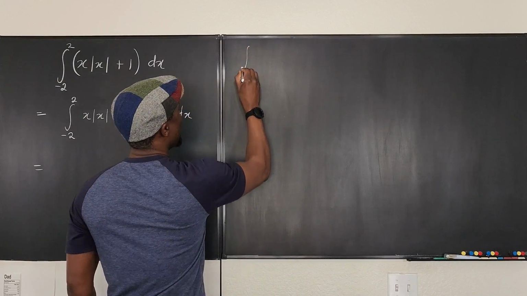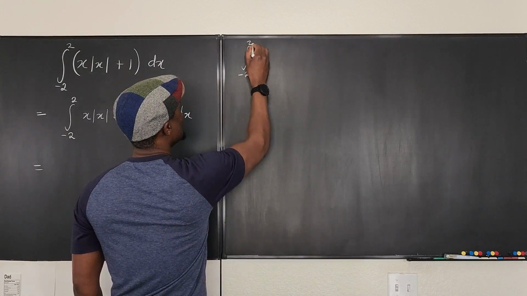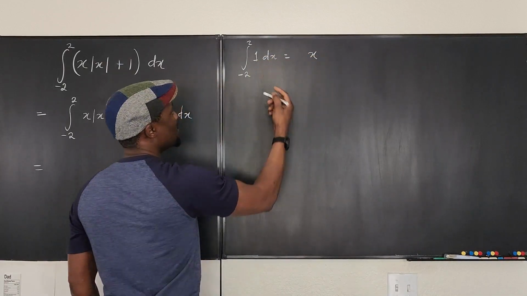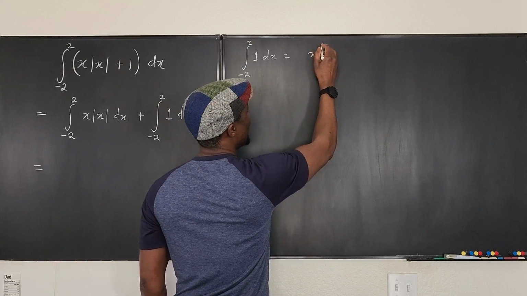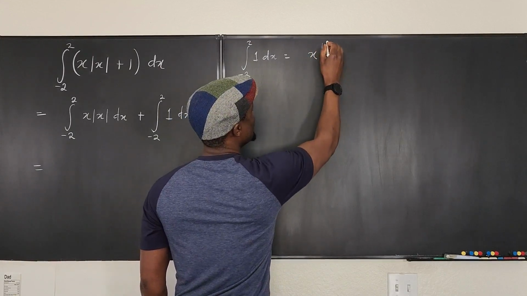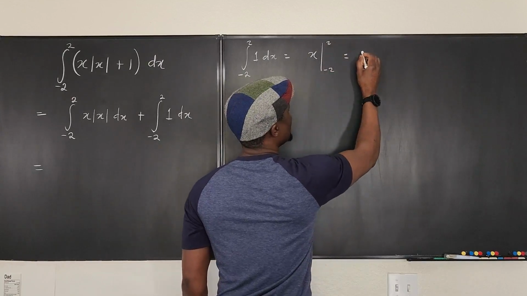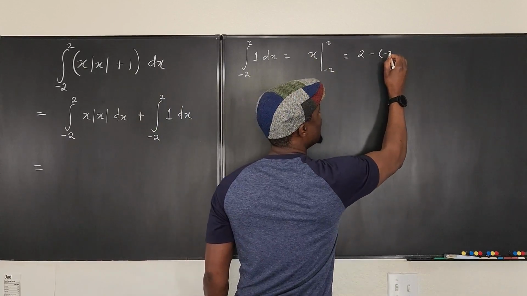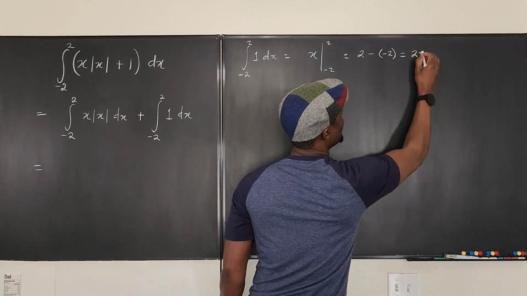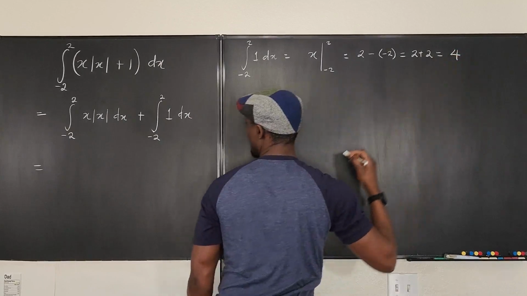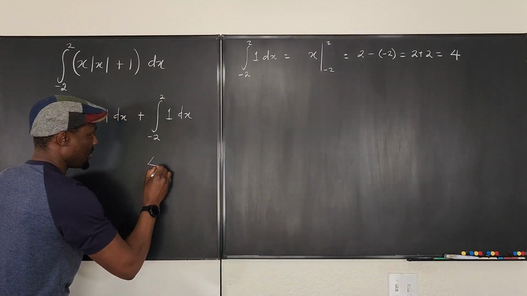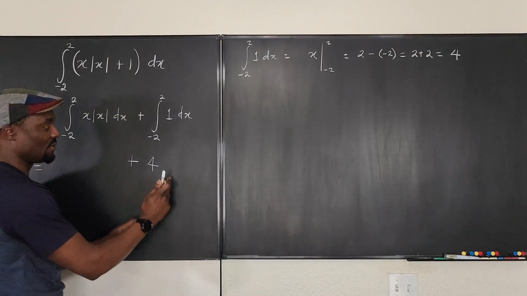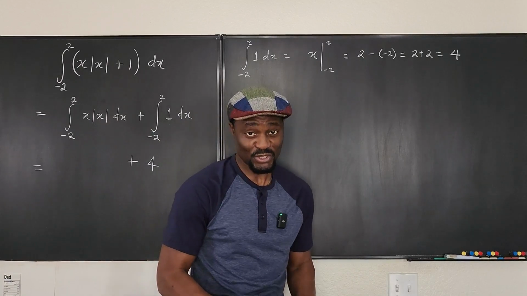What's this integral? We have the integral from -2 to 2 of 1 dx, which is basically just x. If you integrate this, you're going to get x, and if you evaluate this from -2 to 2, you plug in 2, you get 2, minus, you plug in -2, so -2. Your answer is going to be 2 plus 2, and that's equal to 4. So we can come here and say the answer here is 4. We just need to know what this other answer is. So we're going to be adding something to 4 to get our final answer, which is where the work is.